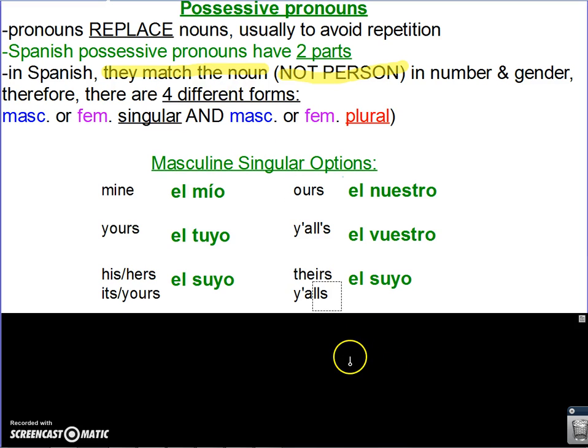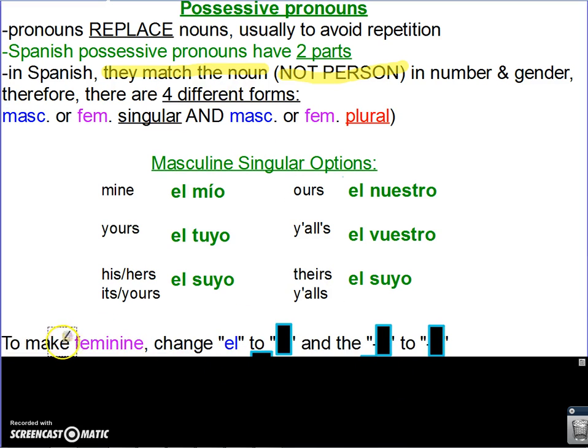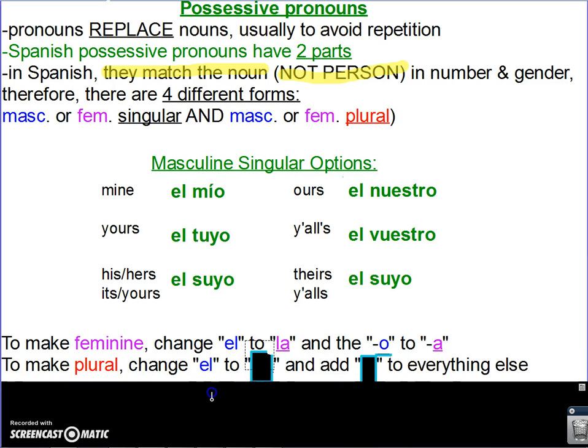But there are 4 different versions of this chart because if I need to make them feminine, if I'm describing a table, mesa, instead of book, libro, I'm going to have to turn this into a feminine version of this. So you guys know that I would want to change el to la and change the o that these end in to a. So if I want to say it's mine, referring to a table or a folder, I would say la mía. I'd have to make it match. And if I want to make any of these plural, I have to change the el to los and add s to everything else. So the 4 different versions of el mío, for example, would be el mío, la mía, los míos, las mías.